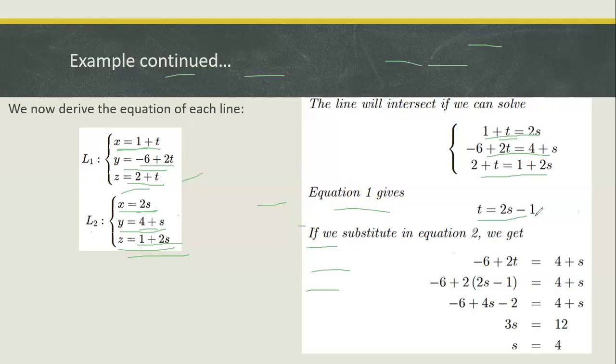If we make t the subject of equation 1, t is equal to 2s minus 1. Substituting that into equation 2, we write minus 6 plus 2t is equal to 4 plus s, and where we see t, we write 2s minus 1. Working with the brackets gives minus 6 plus 4s minus 2 is equal to 4 plus s. Therefore, 3s is equal to 12, so s is equal to 4.